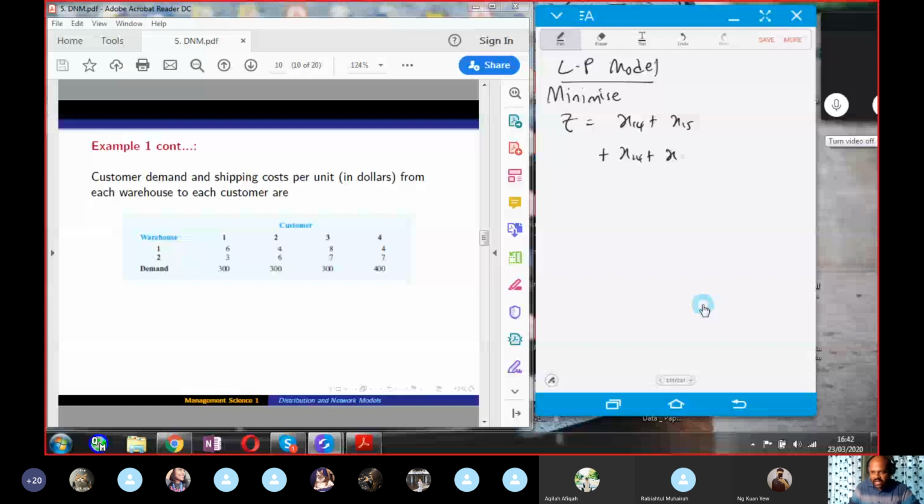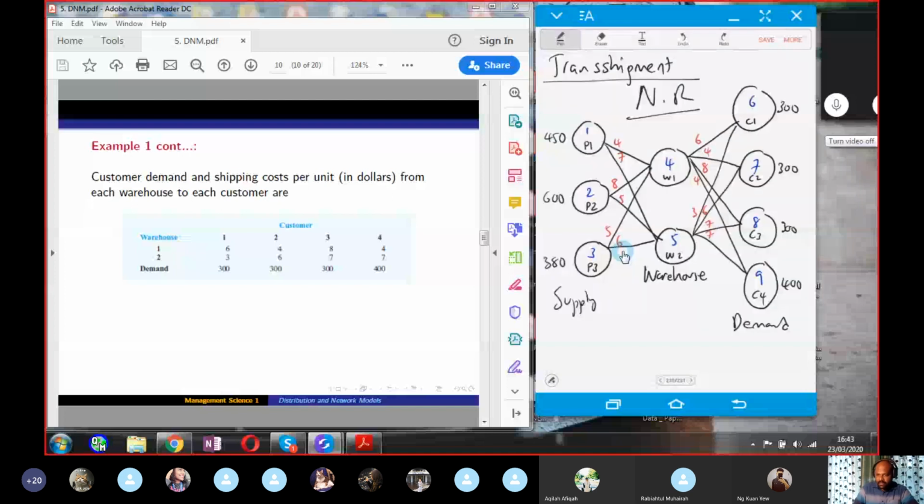Okay. The first one is plant 1 to warehouse 1 and warehouse 2. The second one is plant 2 to warehouse 1 and warehouse 2. Plant 3 to warehouse 1 and 2. All right. After this, write the cost. This is only the first part here. Okay. Now we move on to second part.